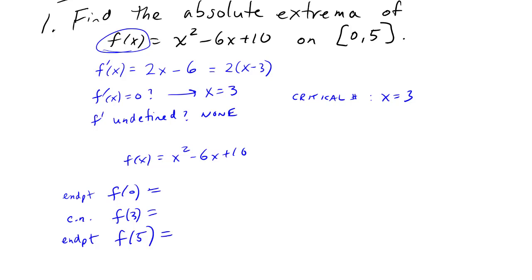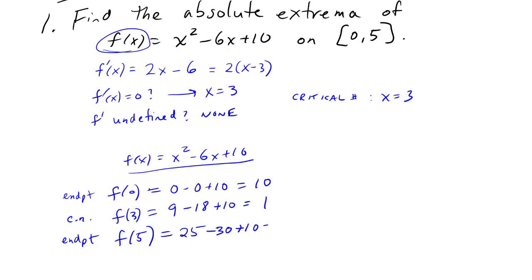So when I plug these numbers into f of x, 0 would give me 0 minus 0 plus 10, or 10. 3 would give me 9 minus 18 plus 10, or 1. And 5 would give me 25 minus 30 plus 10, or 5. Okay. Now, these are the only possible places that I could have these absolute extrema on this interval.